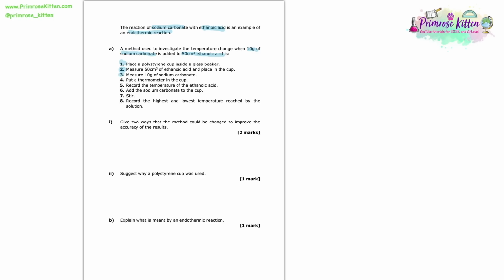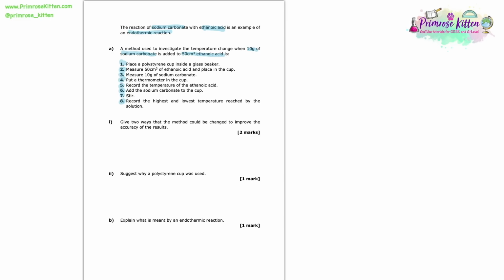We will measure 10 grams of sodium carbonate. 4. We will put a thermometer in the cup. 5. We will record the temperature of the ethanoic acid. 6. We add the sodium carbonate to the cup. 7. We will give it a stir. And 8. We will record the highest and the lowest temperature reached by the solution.